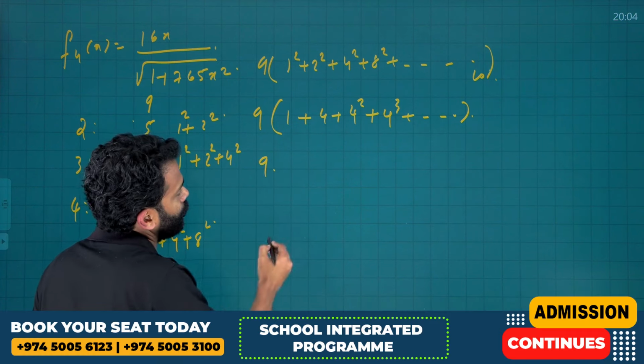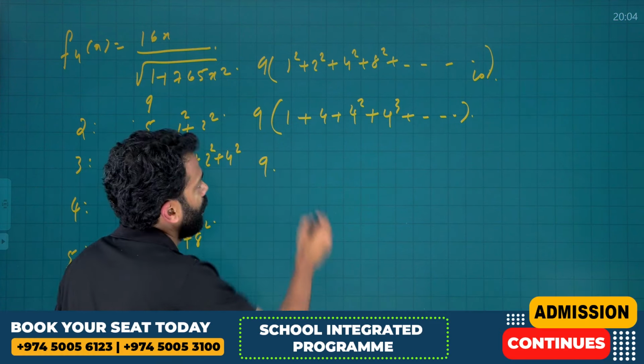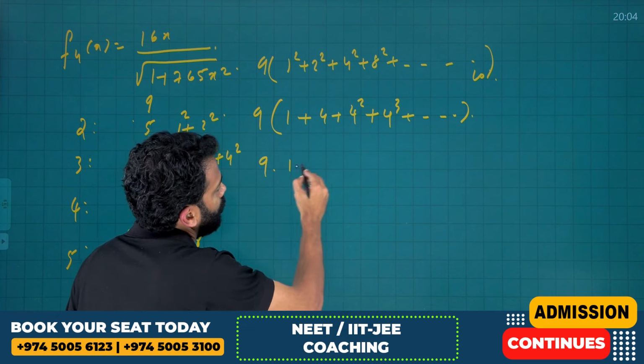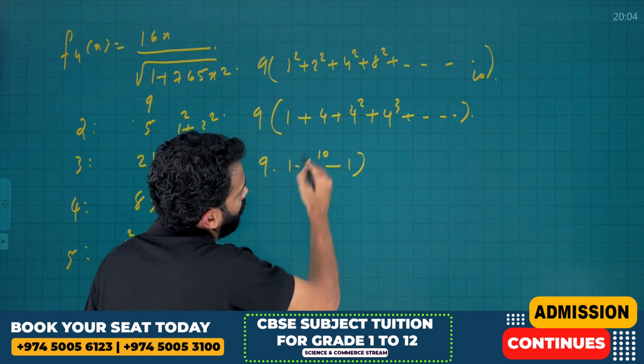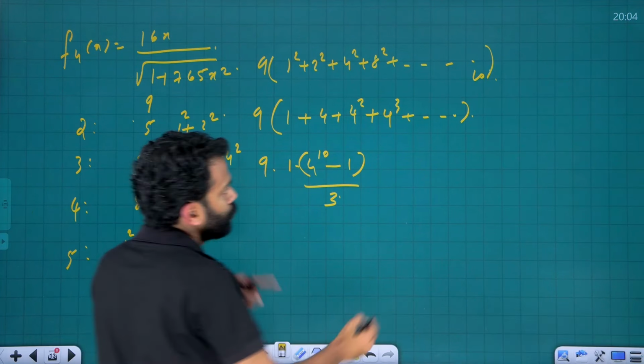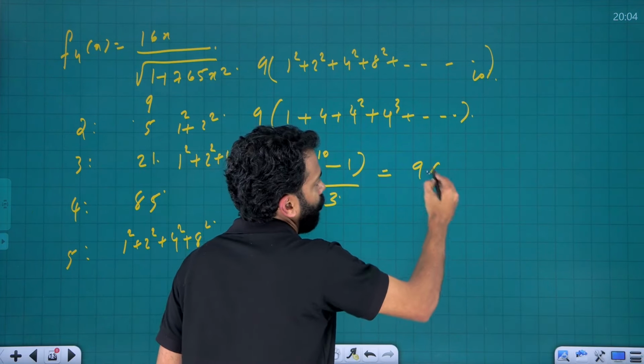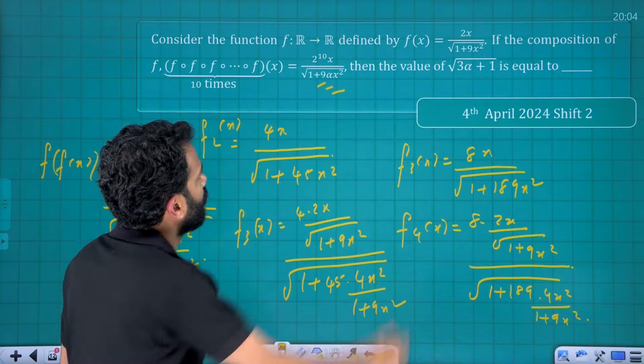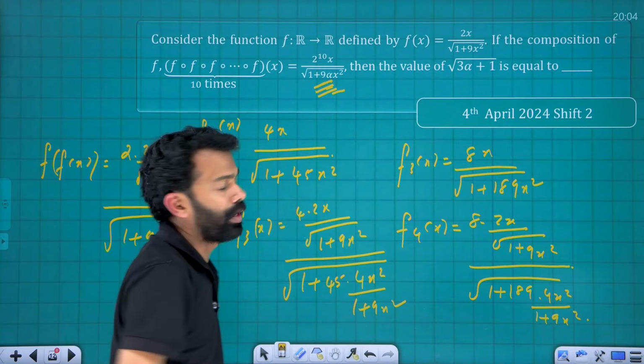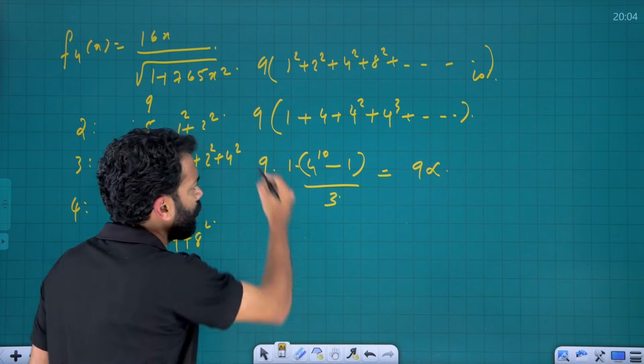Therefore, it will be 9 into, see, we are going to formulate alpha only. 9 into 1 into (4 raised to 10 minus 1) divided by 3, which is equal to 9 alpha. I am formulating this one only.